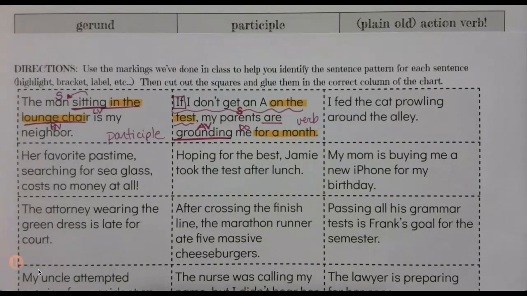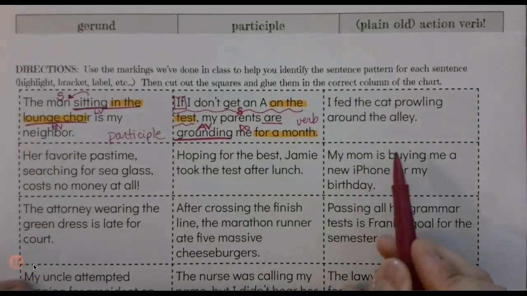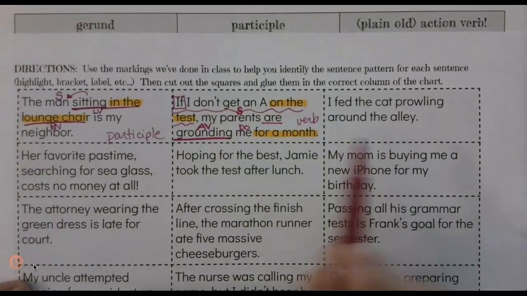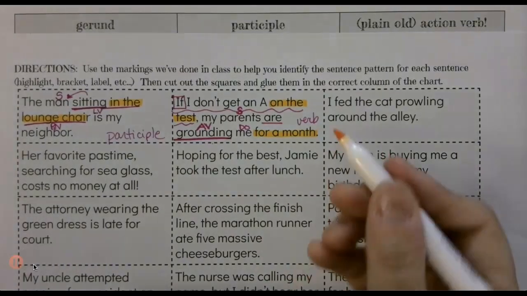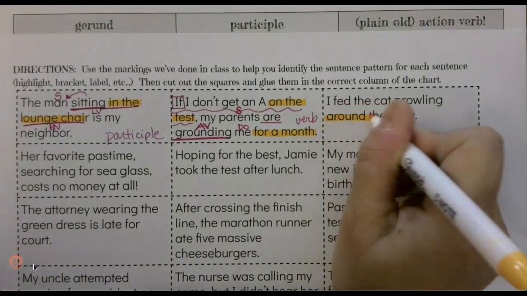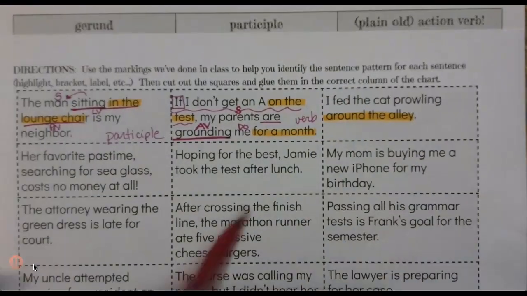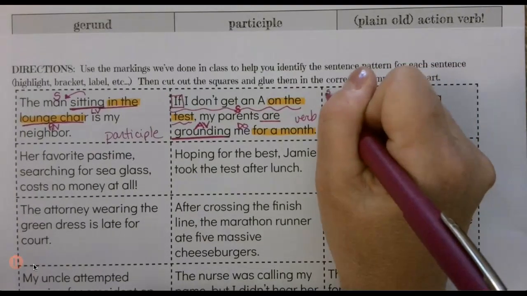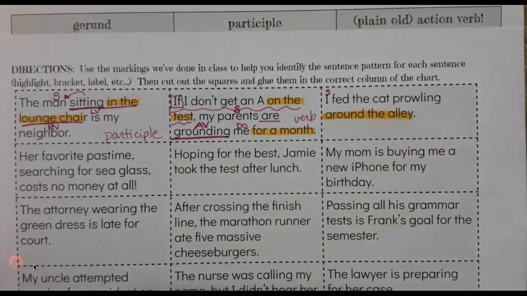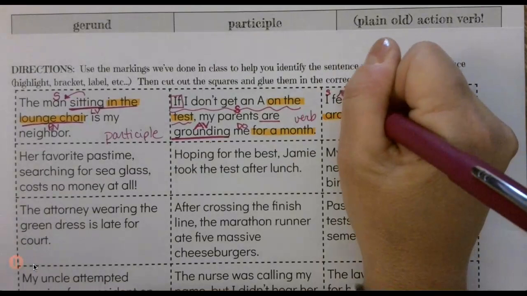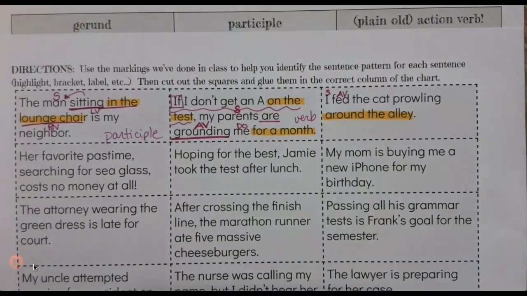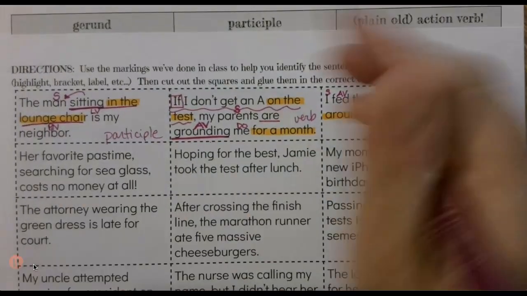All right, I'm going to do one more with you. I fed the cat prowling around the alley. So I look for a phrase, and I see around the alley. I'm going to go look for my subject. Who's the sentence about? It's about I. What did I do? I fed. That's an action. So I'd ask, I fed what? I fed the cat.